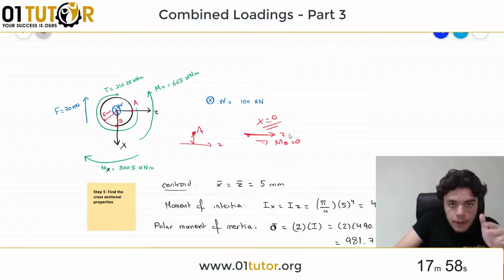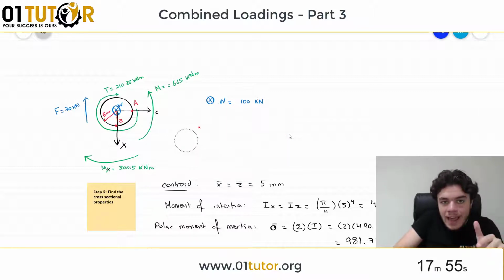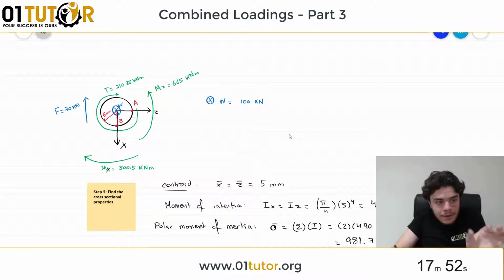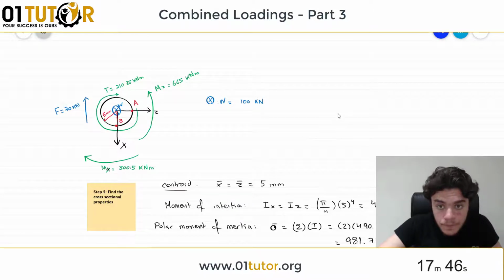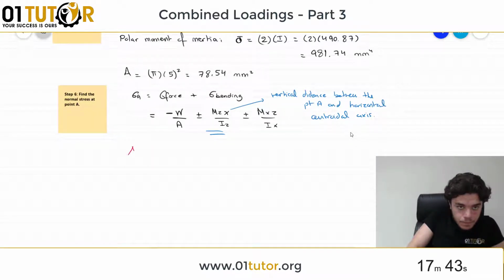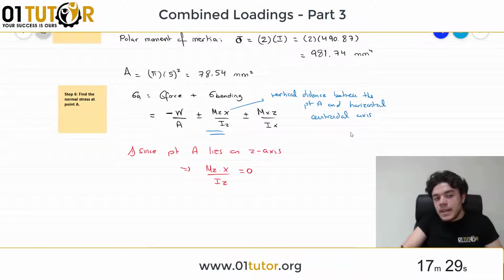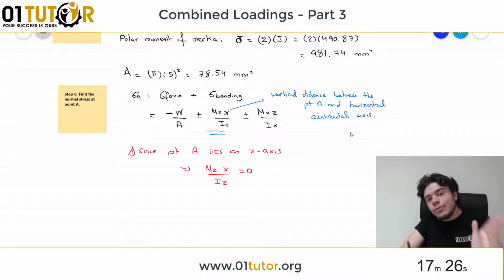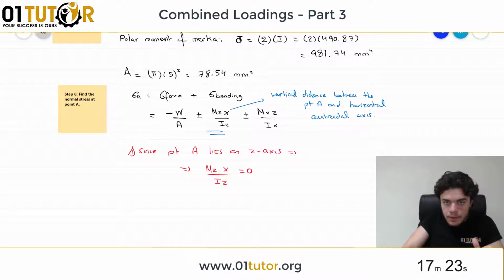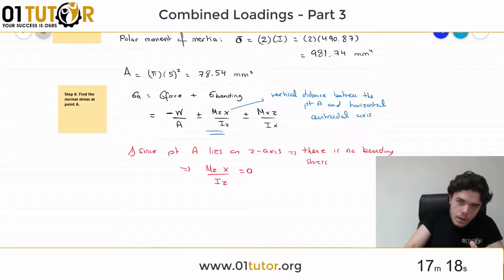In fact, I'll give you a trick. Whenever the point lies on the axis that is a subscript of the moment, then there is no bending stress due to that moment. Okay, so I'm going to put it in here. Since point A lies on the z-axis, this means that Mz x over Iz is equal to 0. Okay, since the point lies on the z-axis, there is no bending due to Mz. So I'm going to put it in. There is no bending stress due to Mz.